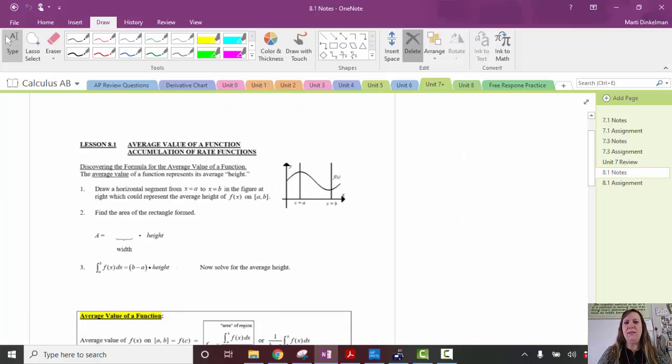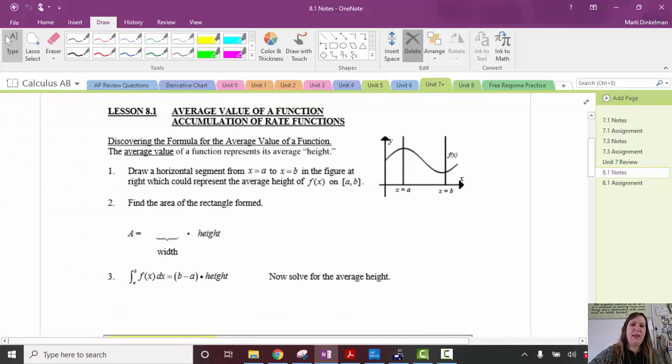Everybody, this is Mrs. Dinkelman, and these are the notes for 8.1, which really talks about two things. One is the average value of a function, and the other is, they're calling it accumulation of rate functions, but basically, how do we analyze applications problems that have to do with antiderivatives, etc.